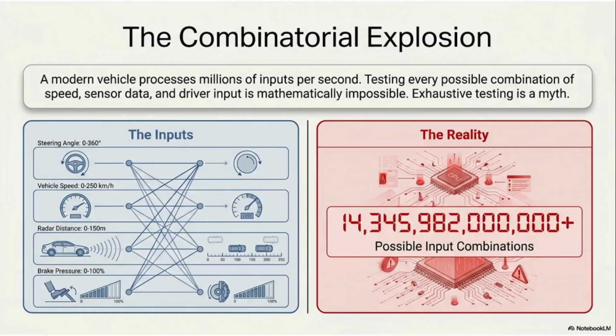The first challenge every test engineer faces is the combinatorial explosion. In a modern vehicle, most systems process millions of inputs every second, from steering angles to radar distances. If we try to test every possible combination of these variables, we would be looking at over 14 trillion scenarios. Mathematically, exhaustive testing is impossible. So we must use a more strategic approach.